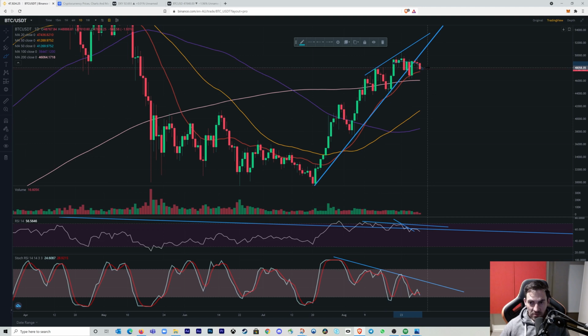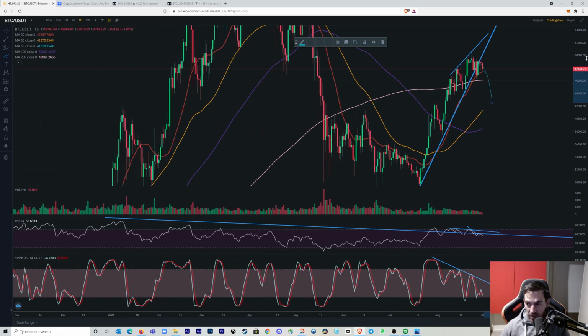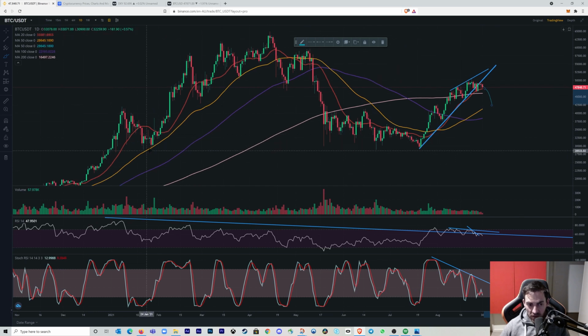Now, again, if we do crash through the 20-day moving average right here, this orange line here is the 50-day moving average, which on the way up in the bull run, we bounced off. You can see we go through the red line, which is the 20-day, and we bounce off the 50-day. So in a bull run, we typically stay above the 50-day until we don't.